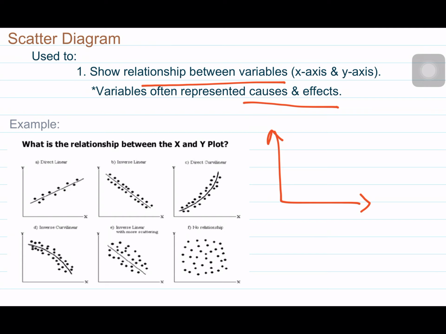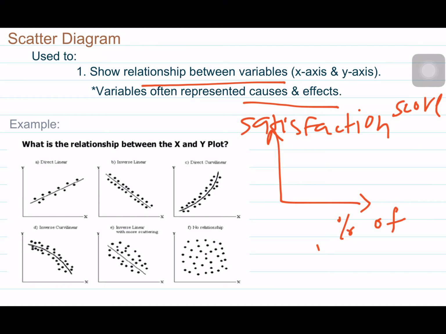I'm drawing this for you. Here is the satisfaction score. Okay, and now here is the percentage of volunteers attending the orientation. So if the graph is increasing, it means that the higher the percentage of volunteers, the higher the satisfaction score. So each of these tools has a unique advantage for certain situations.